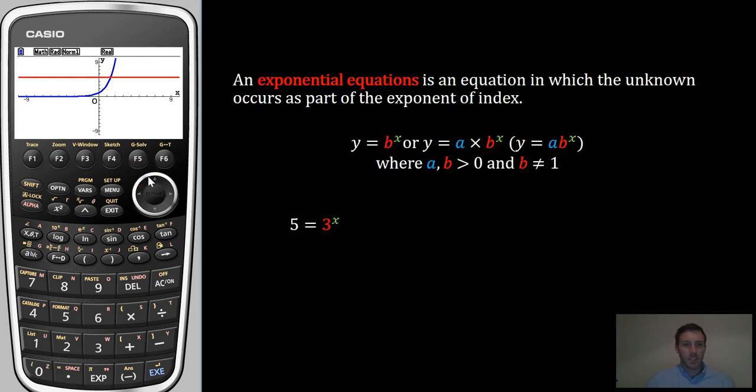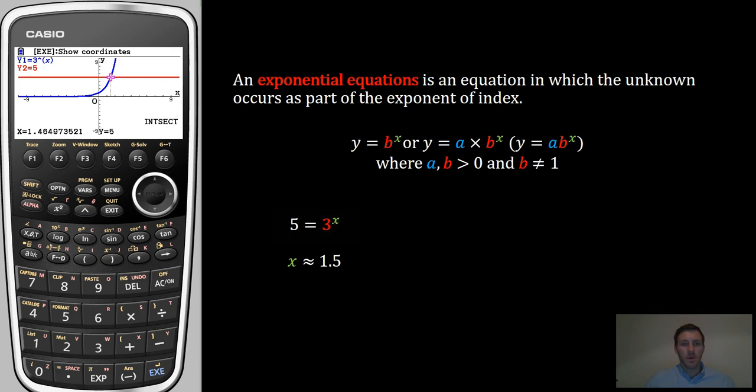To find the point of intersection, we press F5 for gsolve, and we press F5 again for intersect. This tells us the graph intersects where x is approximately 1.5 and y equals 5. The x-coordinate, approximately 1.5, is the solution to the equation 3 to the power of x equals 5.